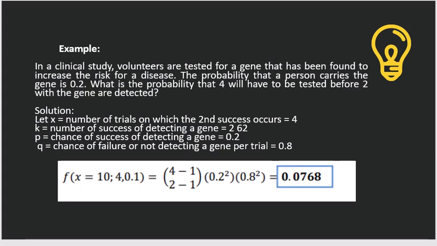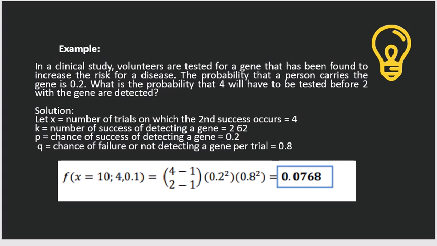So we have another example. In a clinical study, volunteers are tested for a gene that has been found to increase the risk for a disease. The probability that a person carries the gene is 0.2. What is the probability that 4 will be tested before 2 with the gene are detected?